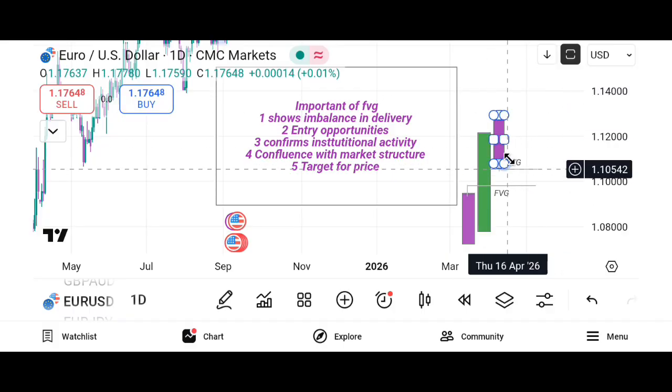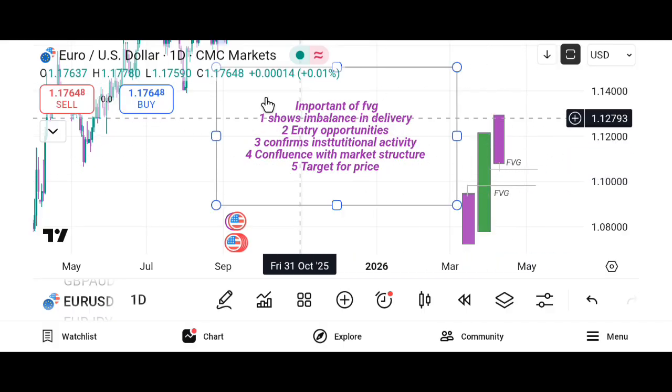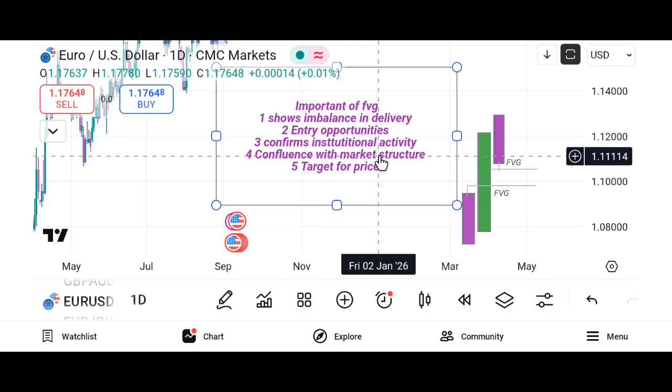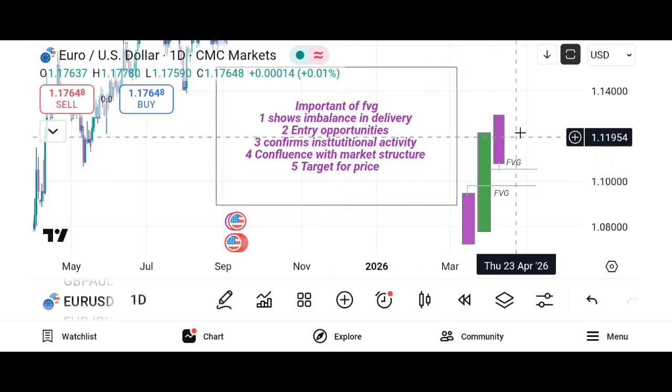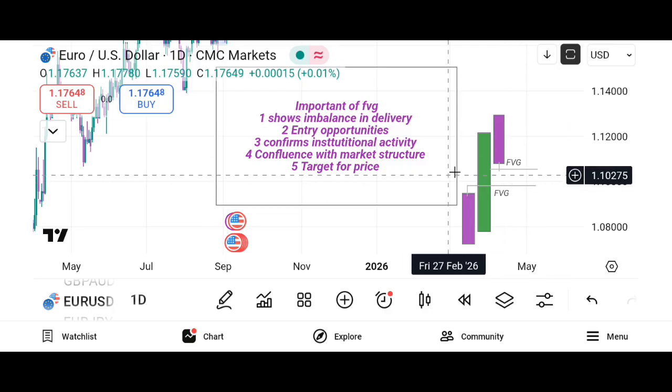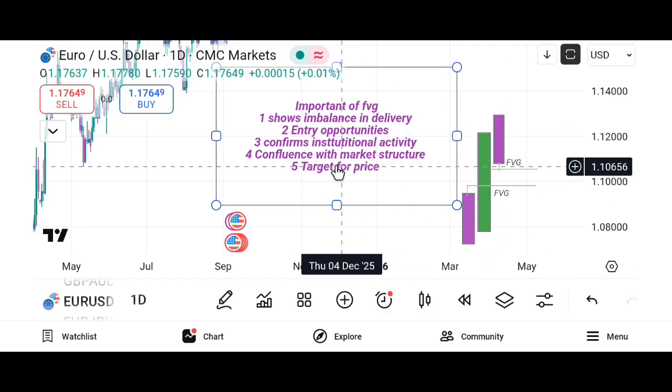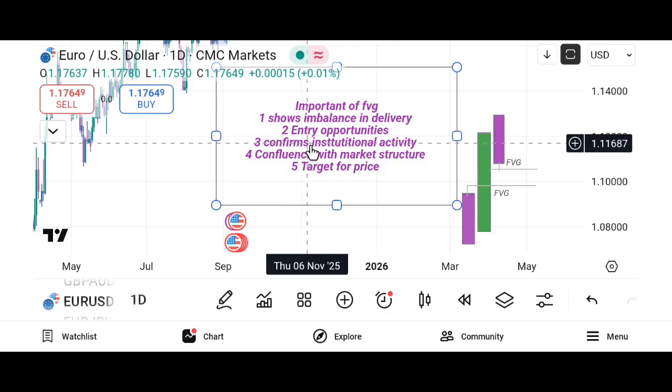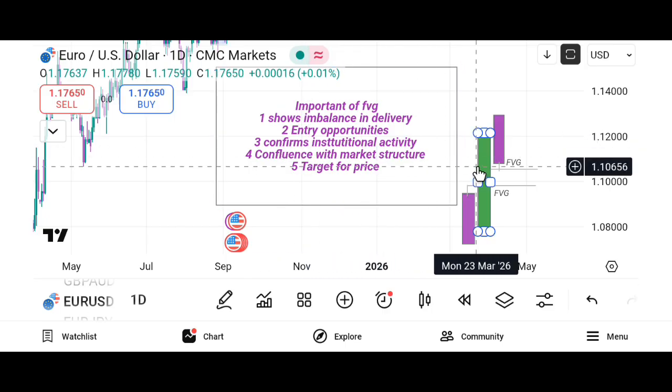So FVG acts as drawn liquidity. It can be used as entry opportunities. When there is an expansion upward, price always retraces to an FVG and you can take an entry from there. Then number 3 importance is it confirms institutional activities.